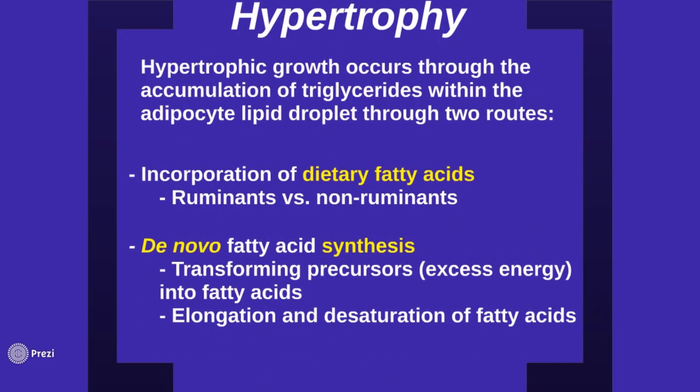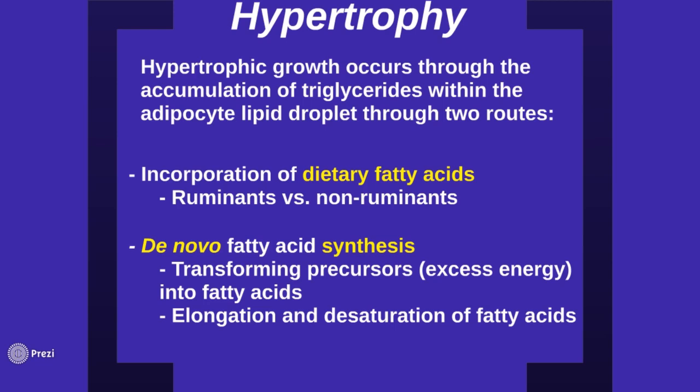Now, how do we do that? Hypertrophic growth, we know, occurs through the accumulation of triglycerides, which is a glycerol backbone esterified to 3 fatty acids. They accumulate these triglycerides within the adipocyte lipid droplet, that big yellow circle we see in all those depictions of adipocytes. This happens in 2 different ways. The first is going to be incorporation of dietary fatty acids. It's going to be different between ruminants and non-ruminants. We'll cover that in the second lecture.